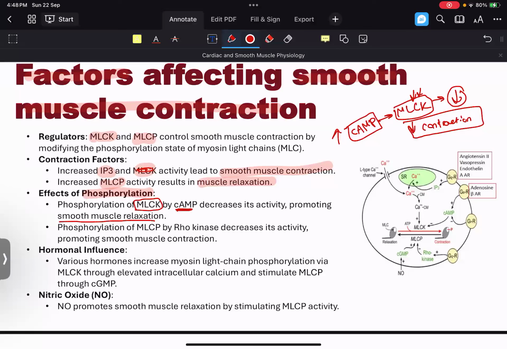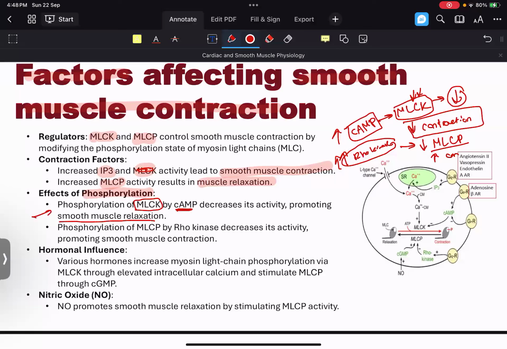On the other hand, you have something called Rho kinase. You do not need to go into the details of what a Rho kinase is, but you have Rho kinase. If Rho kinase is phosphorylated, if it's increased, then you're going to decrease the MLCP, and that means you're going to have more contraction or less relaxation, okay?